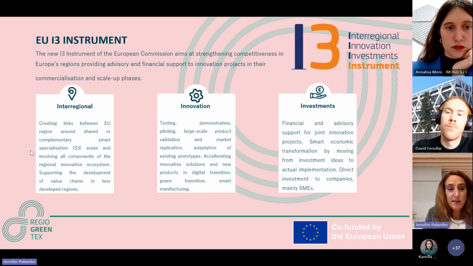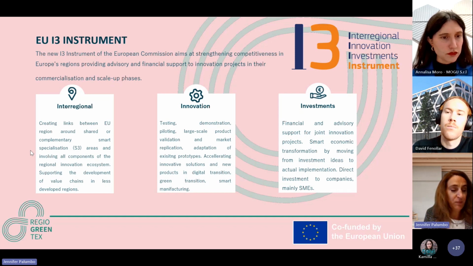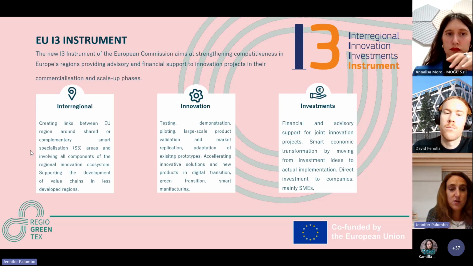And in fact, the regions that we have involved in RegioGreenTex all have a textile strategy in place in the Smart Specialization Strategy framework of the European Union. We are looking for innovation, so we're not just funding, networking or research. We're really looking to advance technologies in circularity in textile, and investments.